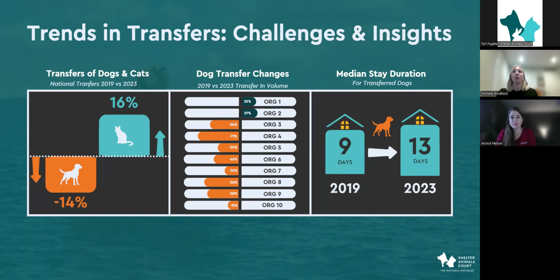And graphic two: among all the organizations with complete data reported at SAC for 2019 through 2023, 8 of the top 10 shelters that accepted the most transfers have decreased the number of animals they accept. And then finally, dogs that are transferred now stay longer in shelters than other dog intake types like owner surrenders and strays, with length of stay increasing from 9 to 13 days in 2023, which is, I think, a pretty big jump.